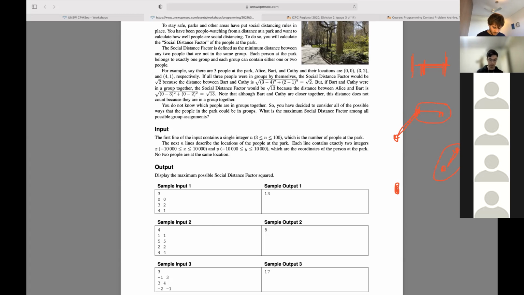Okay. The reason that this greedy algorithm works: suppose that we didn't group 2 people when they're the smallest distance available. The only reason we would do that is so they could group with someone else.